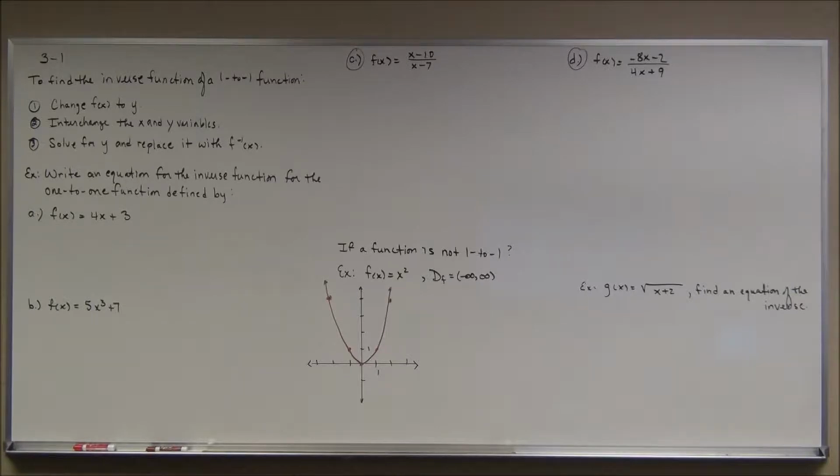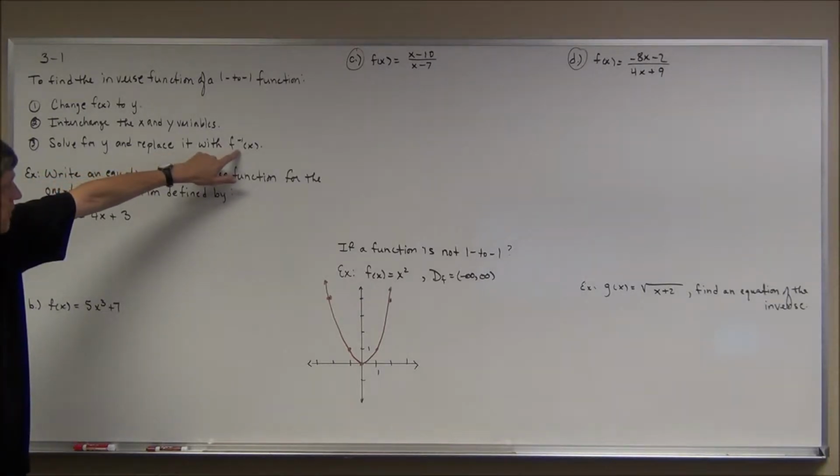To find the inverse function of a one-to-one function, and remember, only one-to-one functions have inverse functions, my suggestion is to follow these 3 steps. Change f of x, or h of x, or g of x, or whatever the name is, to y. Interchange the x and y variables, make all the x's y's and all the y's x. Then solve for y and replace it, of course, with f inverse of x.